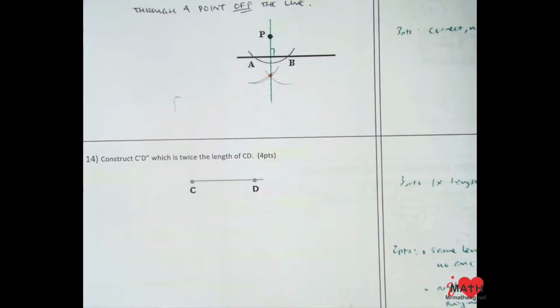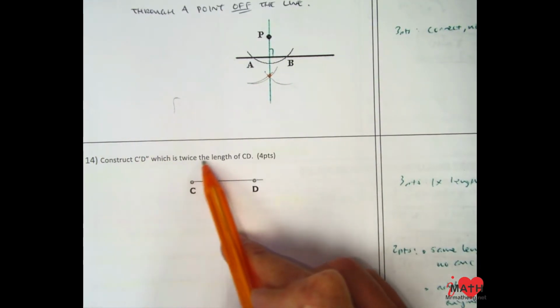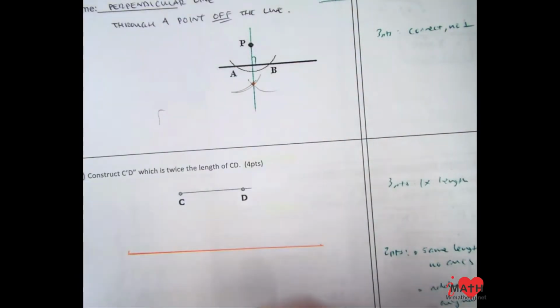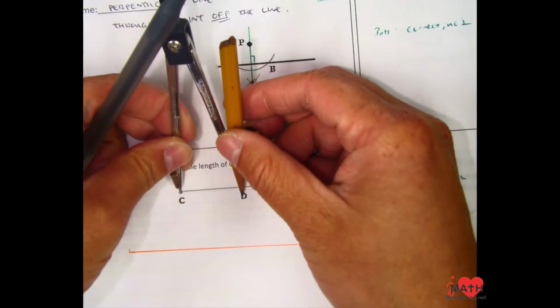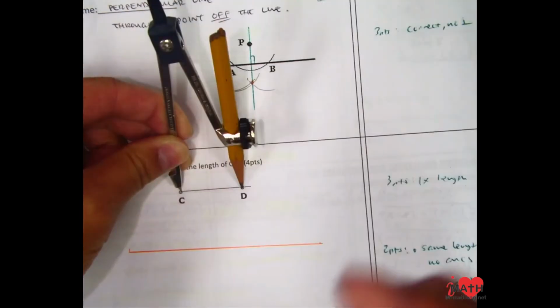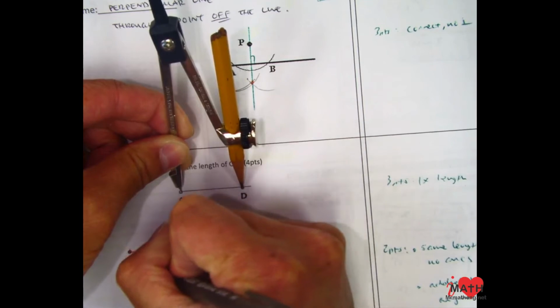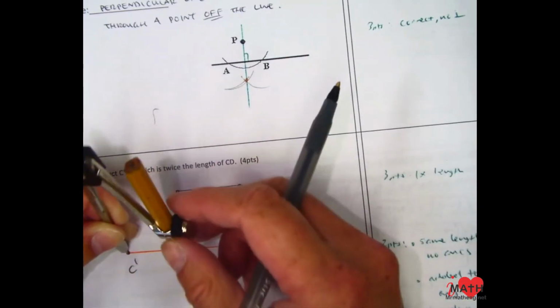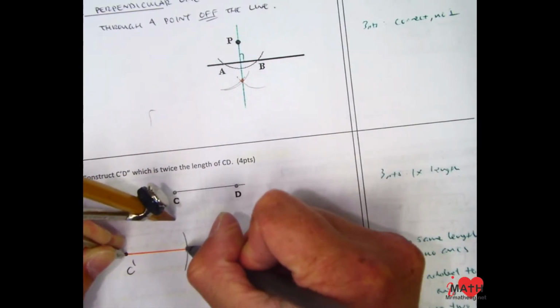Question number 14. Construct C prime, C double prime, which is twice the length of CD. So you have to draw another line. Just draw it longer there. And then I'm going to measure here with my compass. At the end of my starter line, I'm going to draw this one. This is C prime. And if I move my sharp end down and draw an arc, this intersection here is D prime.